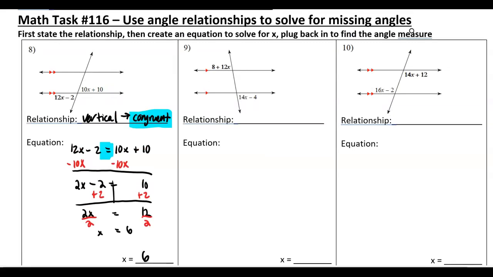So the relationship in number 9 is alternate exterior. So set them equal to each other because those are congruent. The relationship in number 10 is alternate interior. And you guessed it, those are also congruent. So we're going to set them equal to each other.